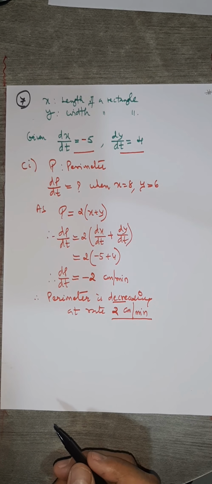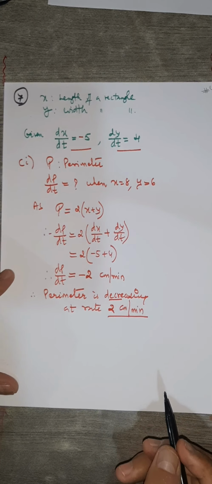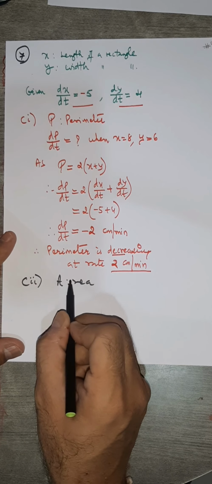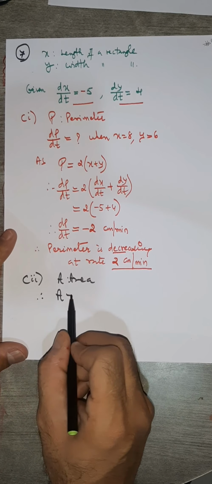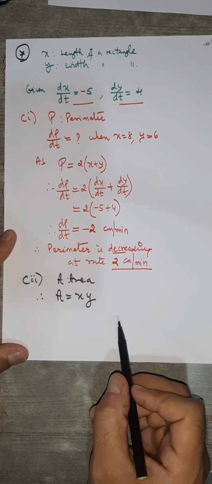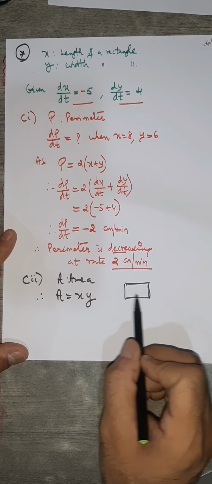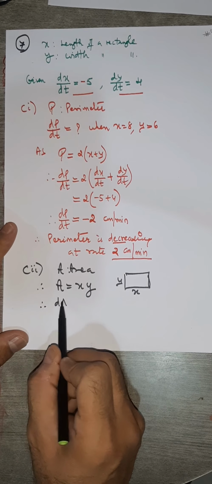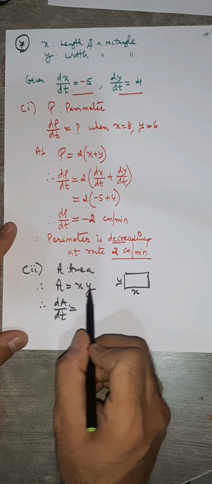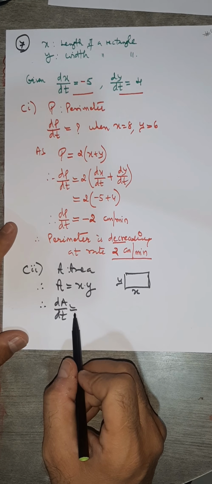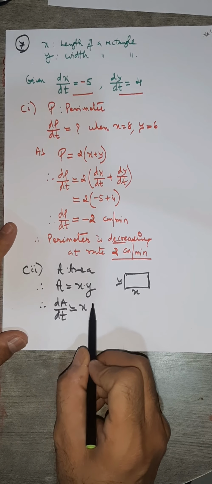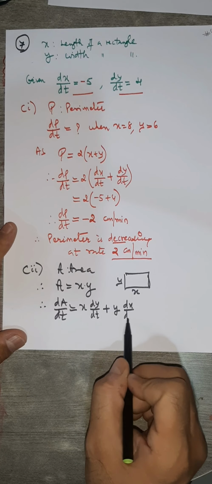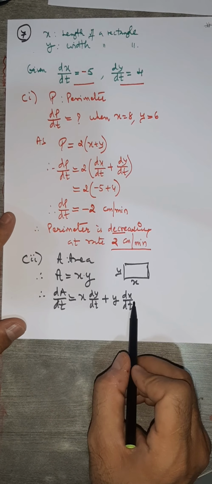That's the area of the rectangle. So for the second sub question we need to write the area. Let A be the area here. Area, you know, is x into y, length into breadth for a rectangle. This is y, this is x. So we want the change in the area, dA by dt. Now here you have a product of two variables, so we need to use which rule? Product rule. x as it is, dy by dt, plus y as it is, dx by dt. I've used the product rule.